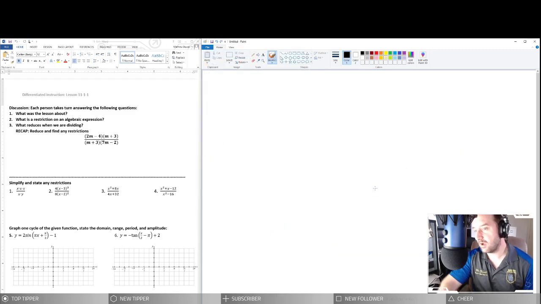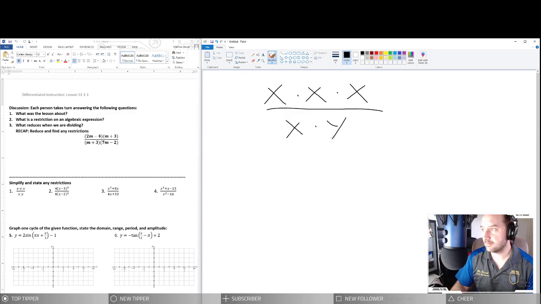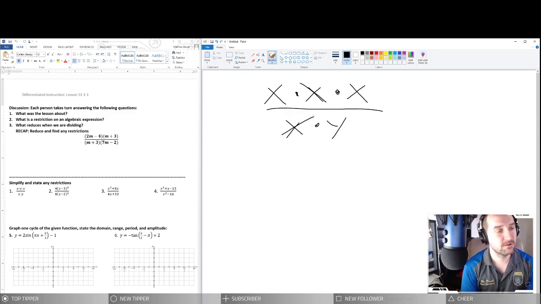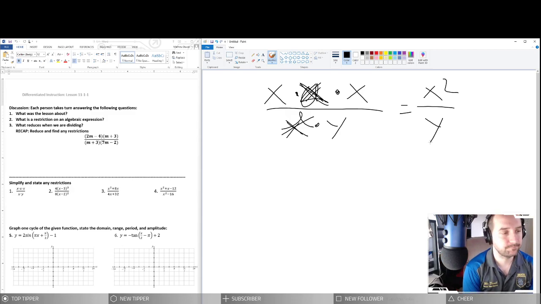So when we look at number 1, when it says x times x times x over x times y, these are all factors because this is multiplication, which means if you have the same factor in the numerator and the denominator, they are going to reduce. So those reduce, and my answer would then be x squared over y. So we really have to remember that factors reduce.